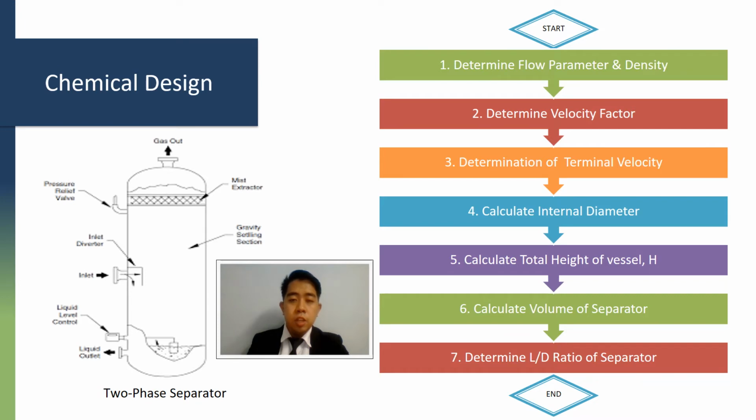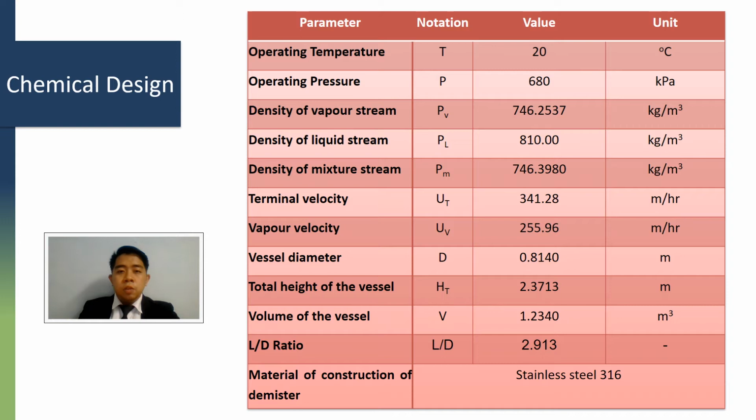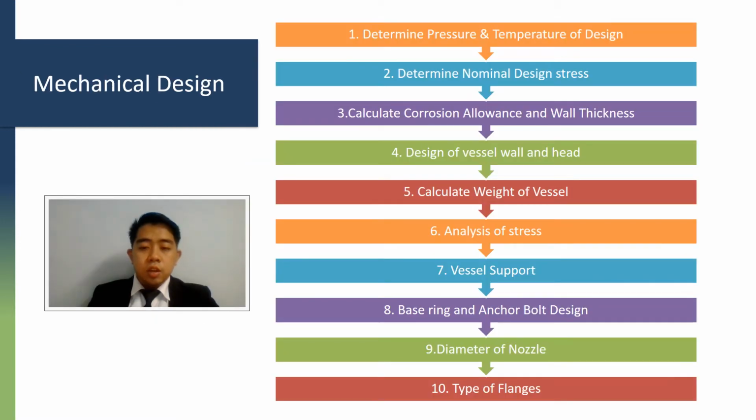There are 7 parameters and factors that we need to calculate. The result of the previous calculation is referred to in the previous flowchart. This is the data that I get: the density of each stream, the total height of the vessel, which is 2.31 meters, and the diameter of the vessel, which is 0.81 meters. By the rule of thumb, the L and D ratio of the vessel is within the acceptable range proposed by our journal. In the mechanical design of our vessel, we need to calculate 10 factors and parameters such as the design temperature and pressure. All the factors and parameters are shown in the slide as follows.